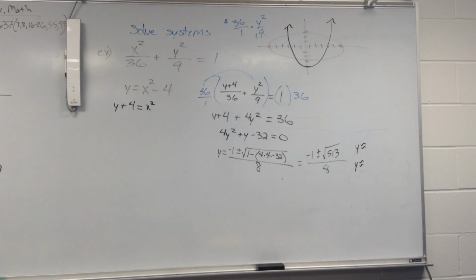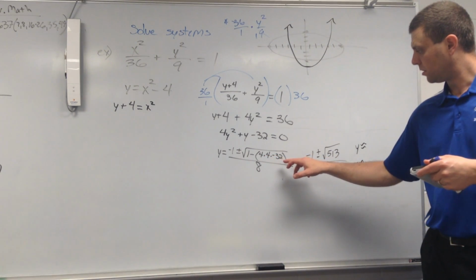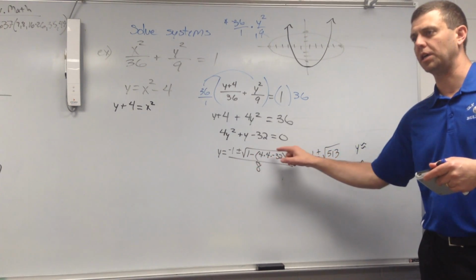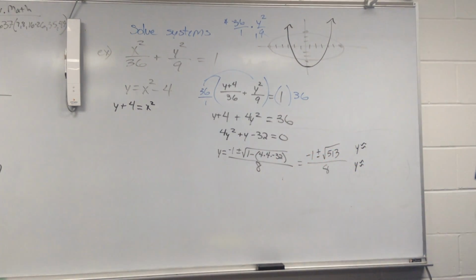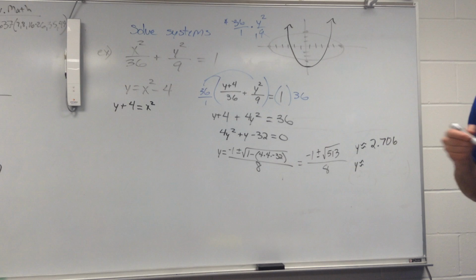Would it be 511? What did I say this was? Negative 512, so 1 minus negative 512, so plus a positive 512. Yeah, okay. So negative 1 plus the square root of 513 divided by 8 is 2.706. Negative 1 minus the square root of 513, all of that divided by 8, is negative 2.956.